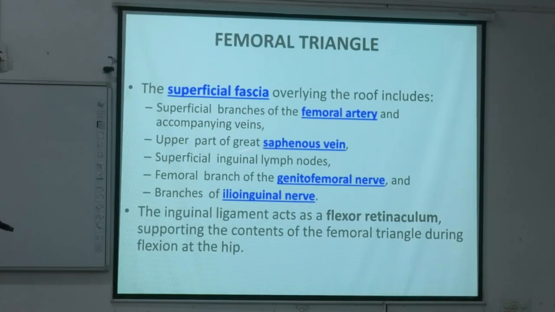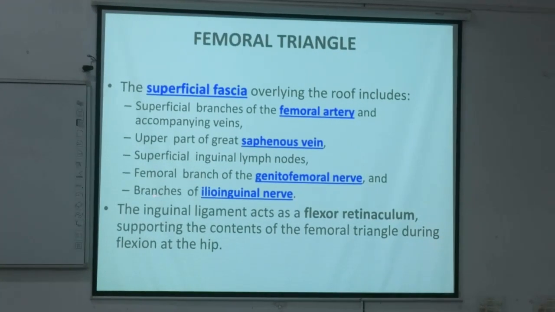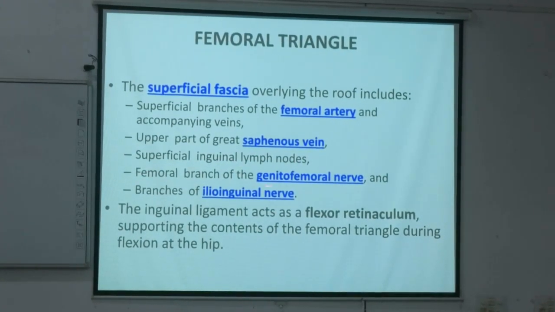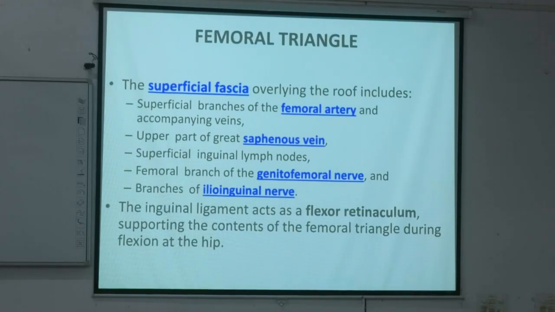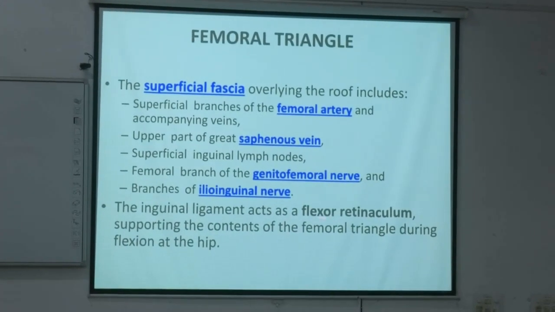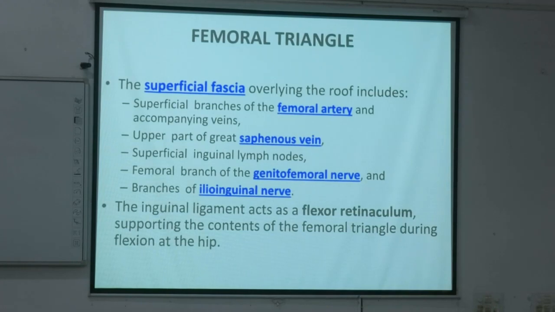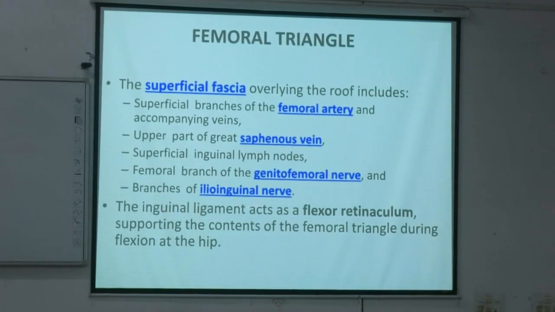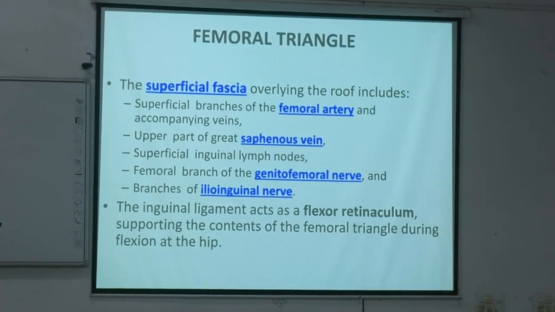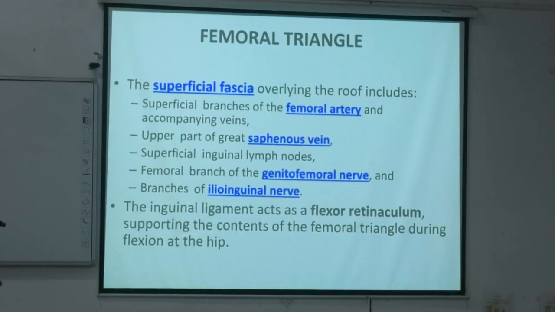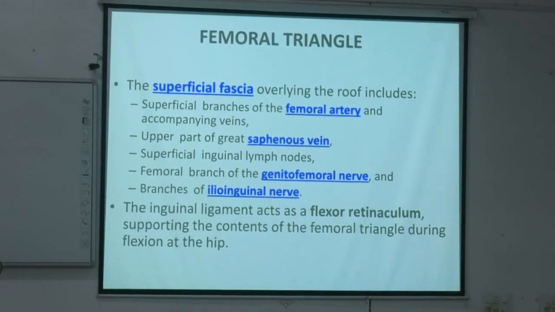All these are included. Upper part of the great saphenous vein, superficial inguinal lymph nodes, femoral branch of the genitofemoral nerve, and branches of the ilioinguinal nerve. These are included within the superficial fascia over the roof of the femoral triangle. And the inguinal ligament acts like the flexor retinaculum of the hand, preventing bowstringing of these structures, supporting the content of the femoral triangle during flexion of the hip.